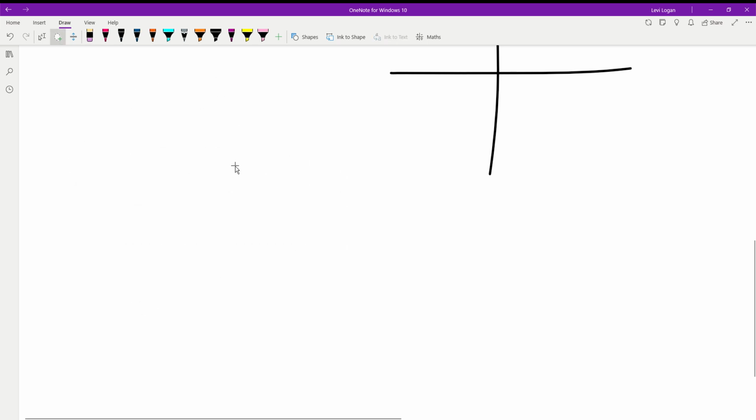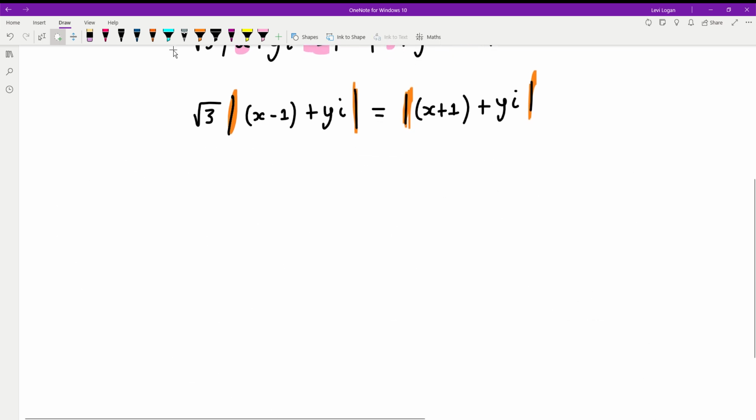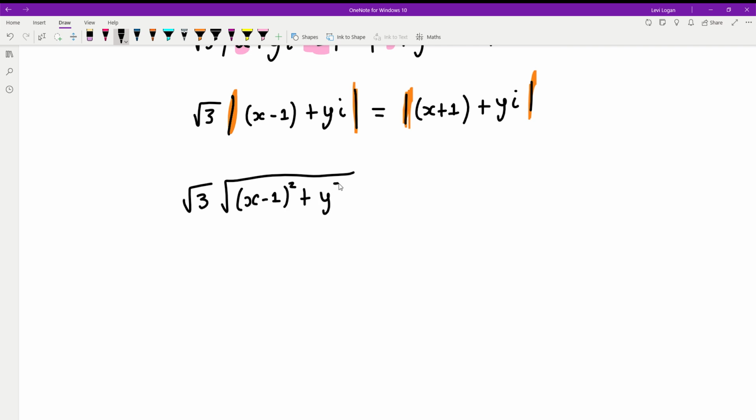Right, so now we've got that out of the way. What we do here is take the length of these complex numbers. The modulus basically says, you square root it and square it at the same time, so it makes it all positive. Another way to think about it is to find the length of this stuff here. So we would have the square root of 3. Now you would have a square root around this whole thing, but you square these individually because you're taking a length. So it'd be the square root of x minus 1 squared plus y squared equals the square root of x plus 1 squared plus y squared.